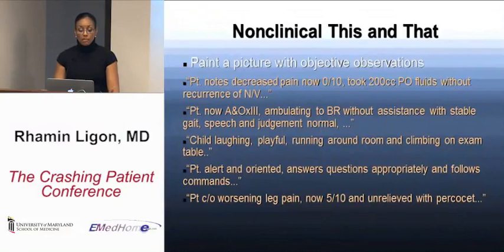For instance, the patient notes decreased pain. It's now 0 out of 10. He took 200 cc's of PO fluids without recurrence of nausea and vomiting. He's ambulating without assistance. He's stable. He has normal speech and judgment. Child is laughing, playful, running around the room and climbing on the exam table. Patient's alert and oriented, answers questions appropriately, and follows commands. The patient's pain is worsening. It's now 5 out of 10 and unrelieved with Percocet.